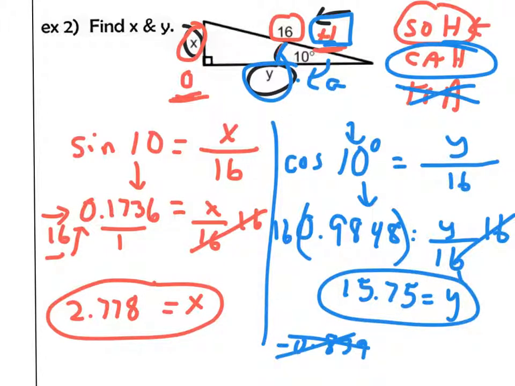Sometimes you won't be given the hypotenuse, and you might be given the adjacent or the opposite, and tangent does come into play. It only didn't come into play on this specific problem.